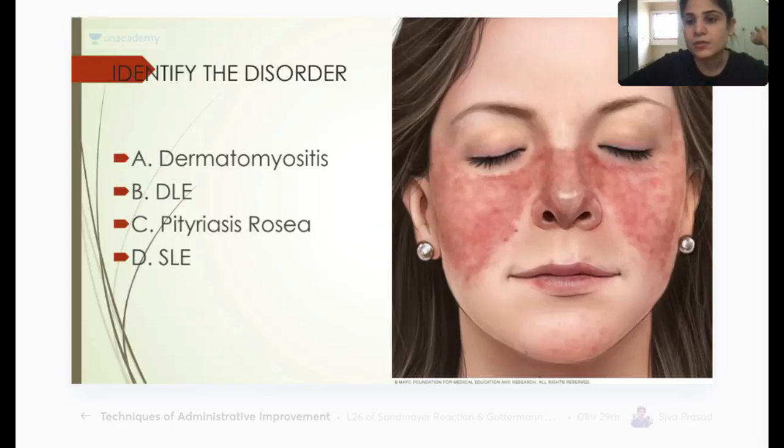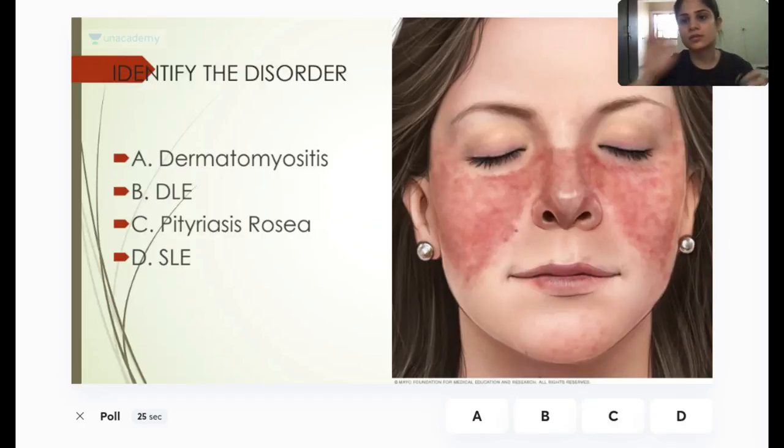Okay, next one. So we are talking about another connective tissue disorder over here. Identify this disorder: dermatomyositis, DLE, pityriasis rosea, SLE. Now this patient, she's a 25-year-old young non-pregnant patient who is saying that, doctor, whenever I go swimming, I get this lesion. So what is this?